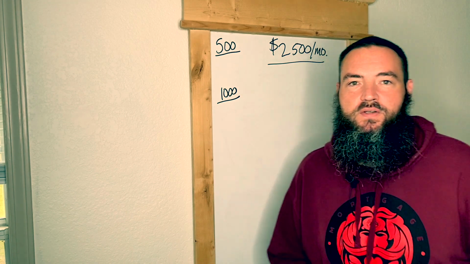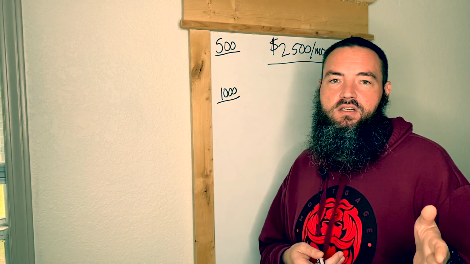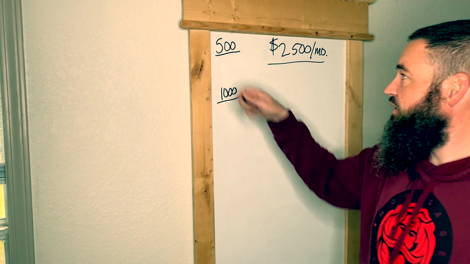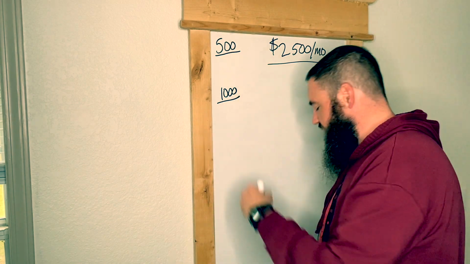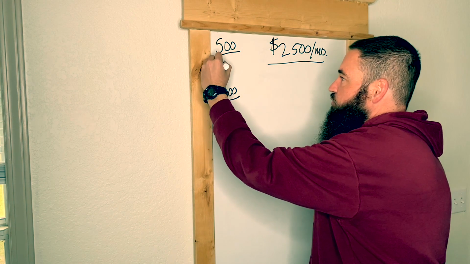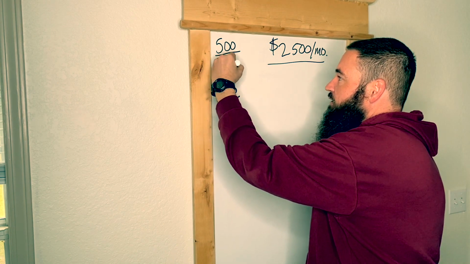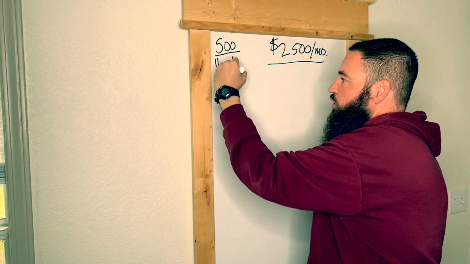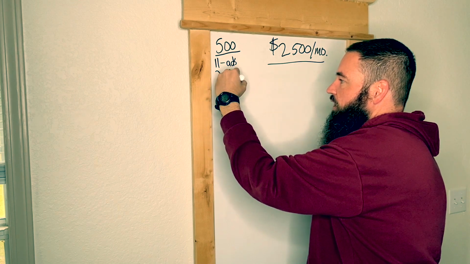Back in action for the series on what you should spend your money on if you have a certain budget. All right, so I'm going to do a quick recap. If you want to get the full details, go back and look at those videos. But on the $500 level, we had $11 a day on ads, $3 a day on retargeting, and $2 a day on realtors.